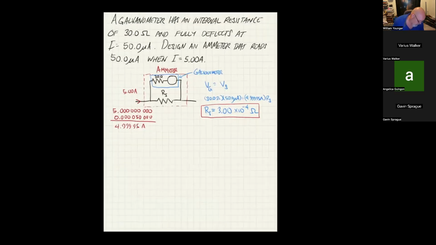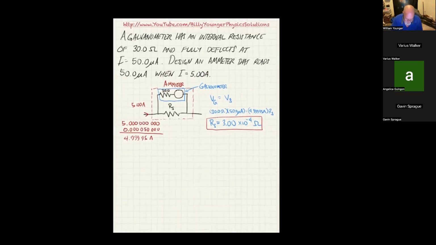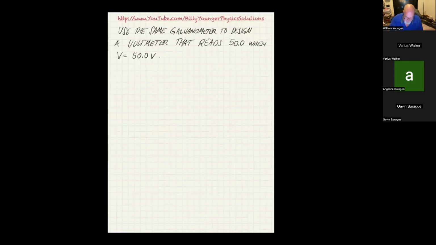Okay. If you wanted to do a voltmeter, we're actually technically out of time, so you guys are free to go. I'm going to finish the voltmeter so that you'll have it on the video, but you're free to go. Anybody have any questions before you split? That's the voltmeter problem, by the way. Any questions?